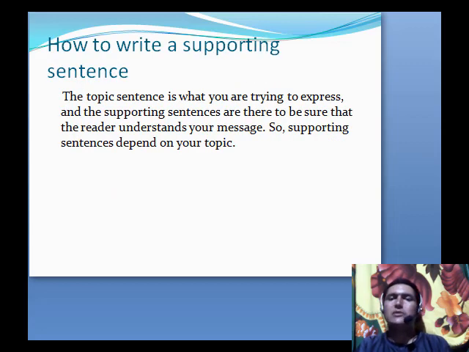How to write a supporting sentence? The topic sentence is what you are trying to express, and the supporting sentences are there to be sure that the reader understands your message. So, supporting sentences depend on your topic.